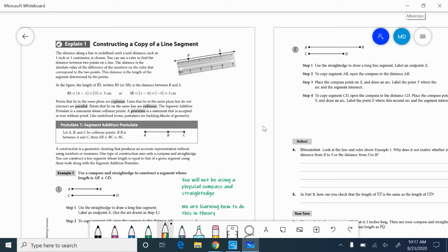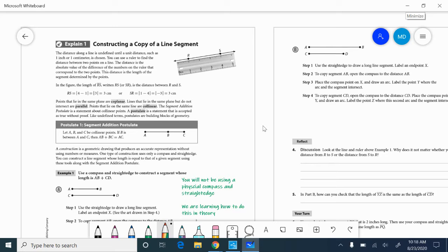The distance along a line is undefined until a unit distance, such as 1 inch or 1 centimeter, is chosen. You can use a ruler to find the distance between 2 points on a line. The distance is the absolute value of the difference of the numbers on the ruler that correspond to the 2 points. This distance is the length of the segment determined by the points.